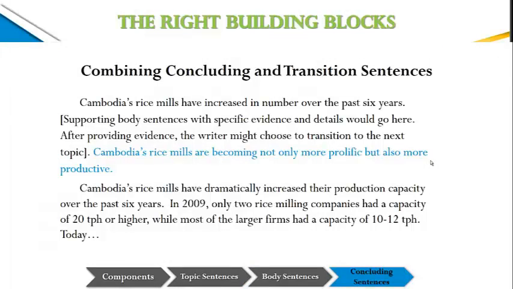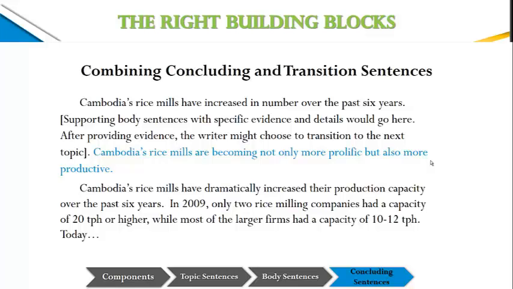We can take a look at an example of this combined approach here, where in the first paragraph, let's say that the writer wrote about Cambodia's rice mills increasing in number. So that's a little different because that long paragraph that we looked at a few slides ago was talking about increased production capacity, not increasing in number. And this is similar to the original document with the World Bank report, where they had a paragraph that I believe was talking about increases in number. I just created this myself here for the purposes of example.